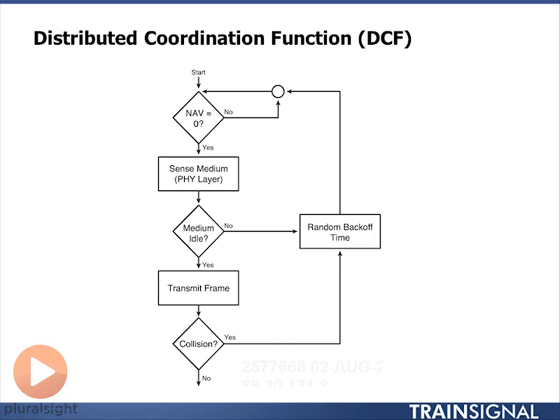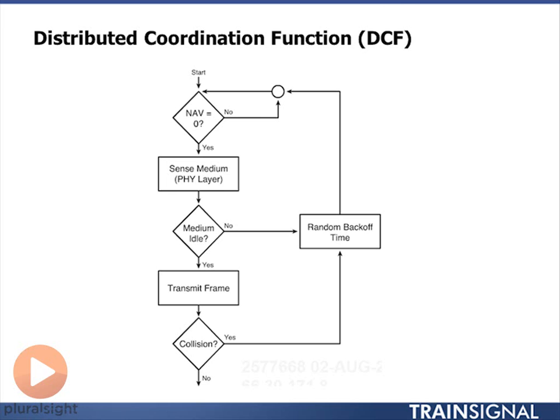So it can be quite difficult to follow it in words, and so this flowchart will help you understand what happens. So here I am, I'm starting, and I want to send a data frame. I listen. Did I previously set my NAV? If I do, then I go back here and I wait until that NAV expires down to 0.